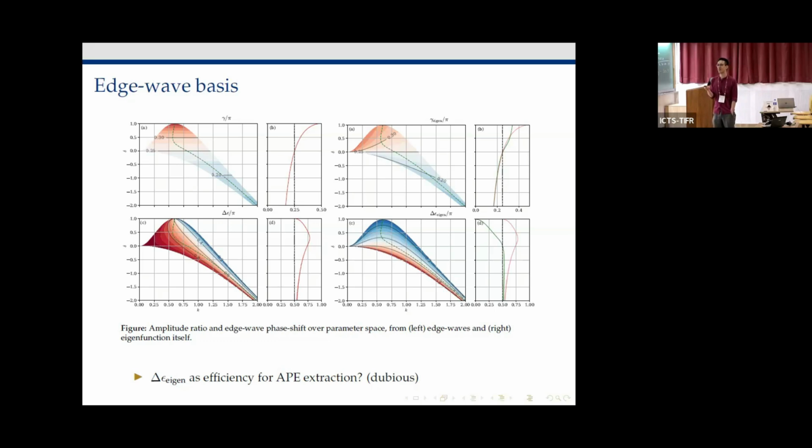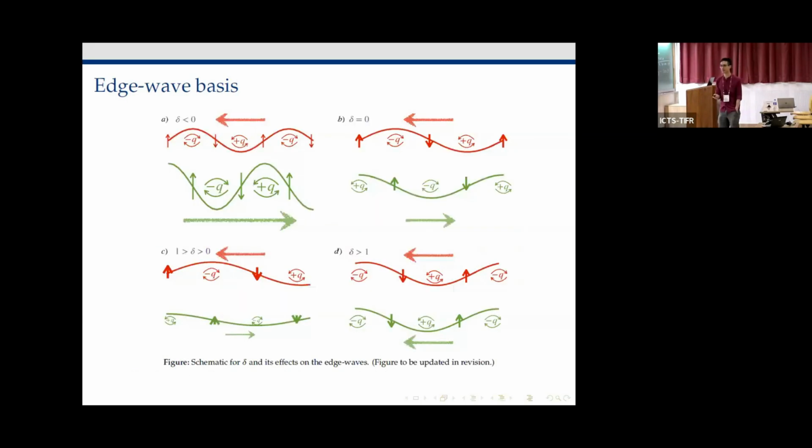The delta epsilon, in this case, the phase tilt doesn't really make sense. There is no correlation really between the two. So I'm arguing that this is not really the relevant thing to look at. Just don't look at it. All right. There's some talk on whether you can use this delta epsilon, the phase tilt, as an efficiency for APE extraction, and I am fairly dubious whether that's actually going to work. At least the things I looked at do not suggest that this is in fact what's going on.